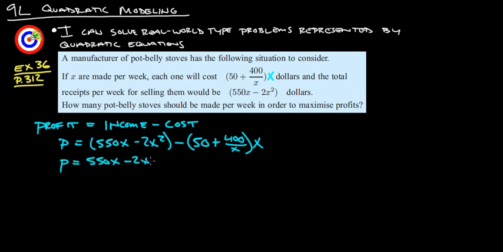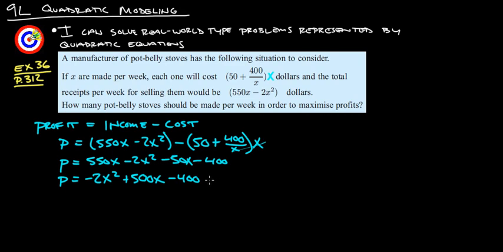550x minus 2x squared. Distribute the negative through, negative 50, and then negative 50x, and then the 400, these x's reduce out with each other, so minus 400. So we end up getting that the profit is going to be, let's write this in the right order, negative 2x squared. 550x minus 50x is plus 500x, and then minus 400.